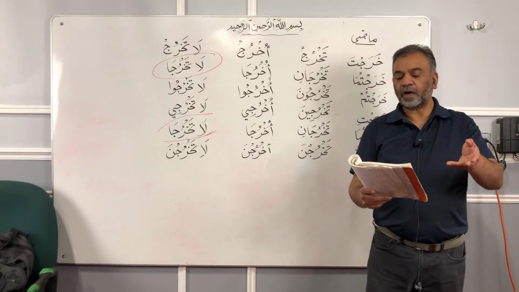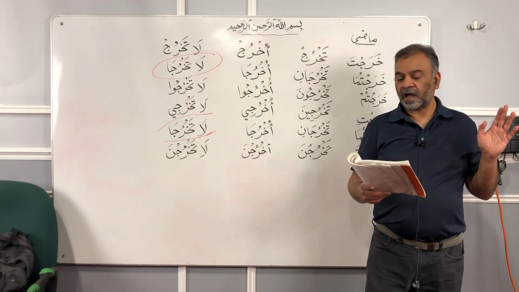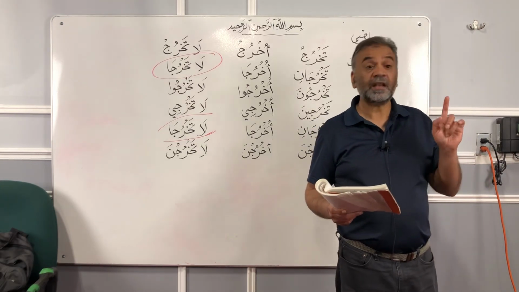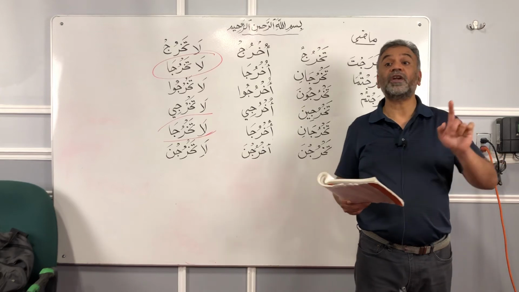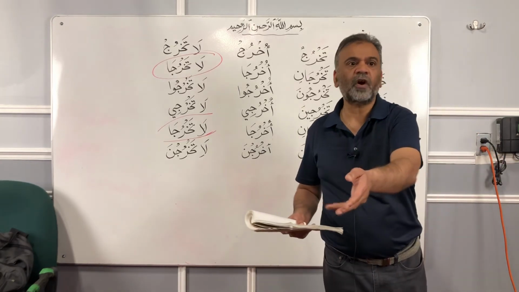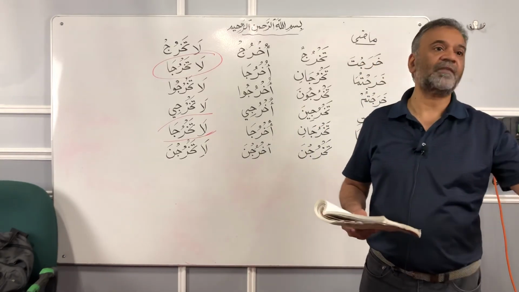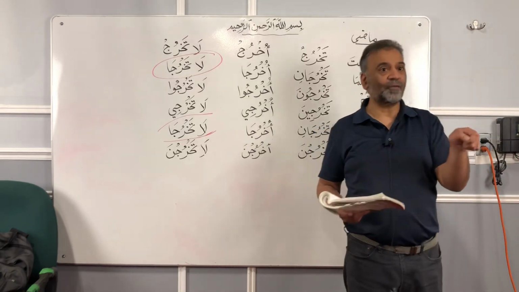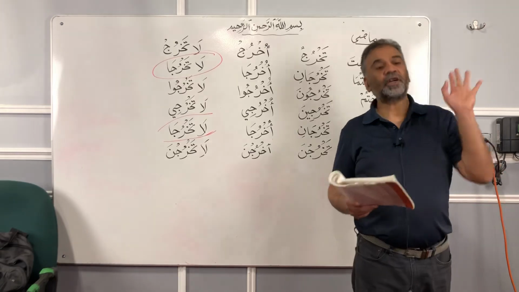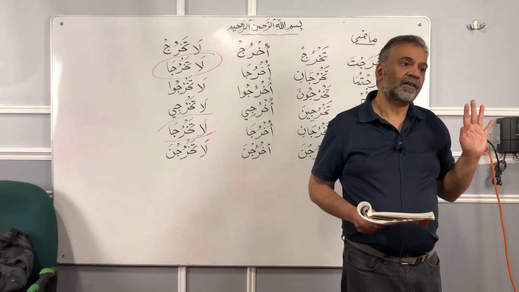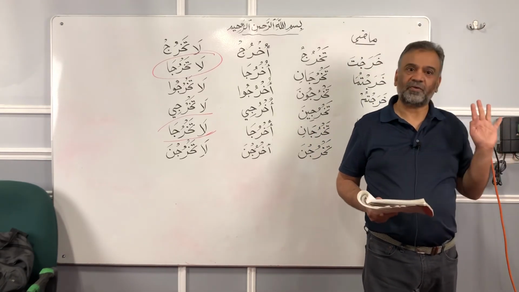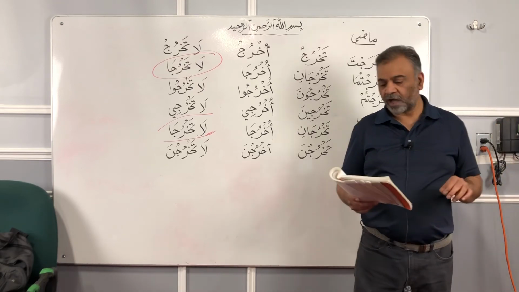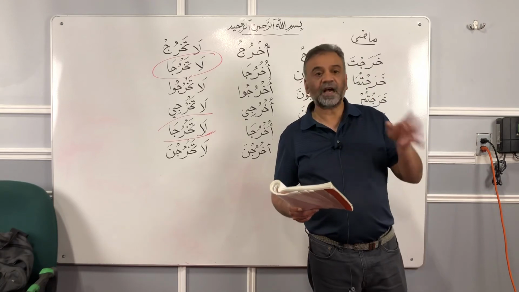Ana la ashrabu al-qahwata. Ana la ashrabu, I do not drink coffee. But then when I say I do not drink coffee now, if somebody offers me coffee, it's okay. I mean usually I drink, but right now I am not going to drink it. I'm going to use ma. Ana ma ashrabu al-qahwata al-ana. Ana ma ashrabu, not right now. I'm not going to drink coffee right now.